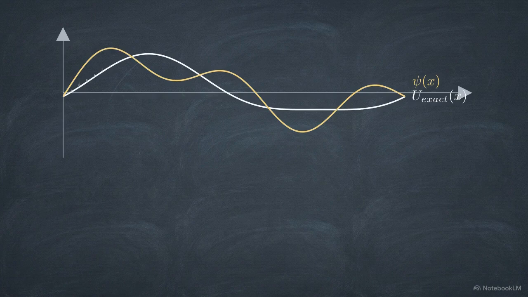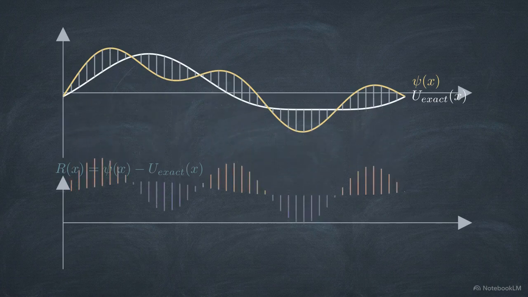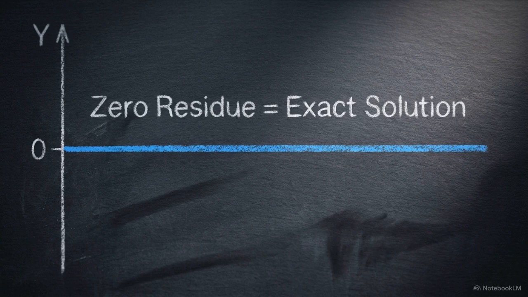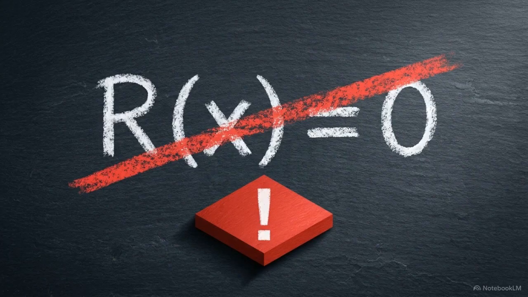If we measure the physical distance between our approximation and the exact solution, we capture the local error. When we extract that gap and plot it independently, we get a new function called the residue, or r of x. Look at the behavior of this residue. As our approximation overshoots and undershoots the true target, the residue curve weaves above and dips below the zero axis across the spatial domain. If this residue were perfectly flat at zero everywhere along the axis, our approximation would actually be the exact solution. For numerical methods, generating an approximation without any local error is mathematically impossible.